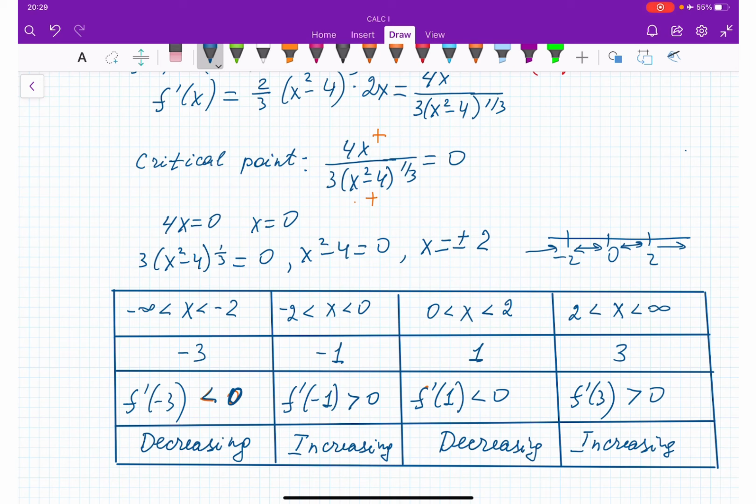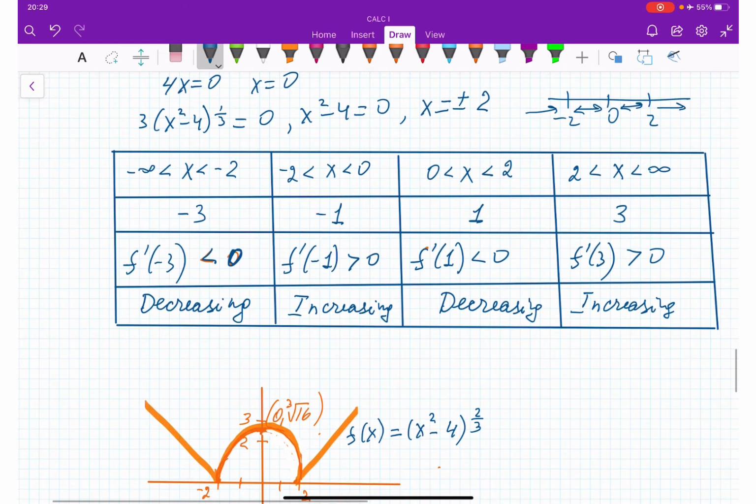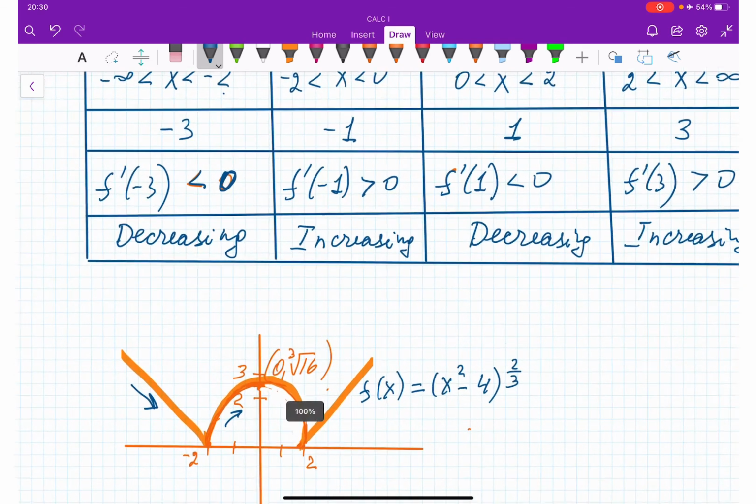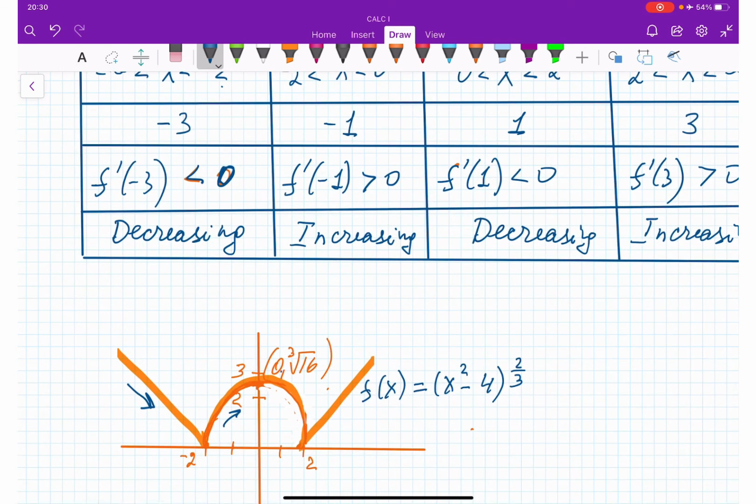Here we have the function, which is showing the result. So between negative infinity and negative 2, here it is, we have decreasing. And between negative 2 and 0 it is increasing, right? This is the y-intercept. When x is 0 and you plug in 0, you get the cube root of 16.